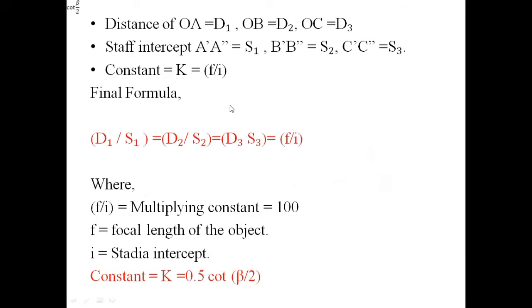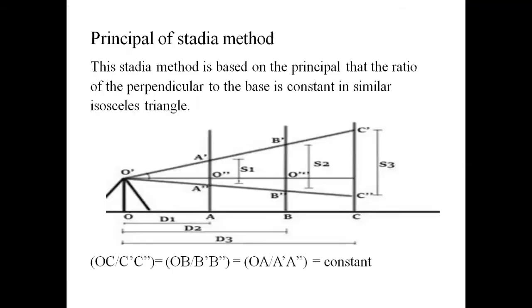Therefore, the final formula for the Stadia method is D1 upon S1 equals D2 upon S2 equals D3 upon S3 equals F by I, where F by I is called the multiplying constant, F is the focal length of the objective, and I is the Stadia intercept. In that case, the constant K is 0.5 times cot of beta by 2. Here beta is the angle between A dash, O, A double dash. This angle is called beta.